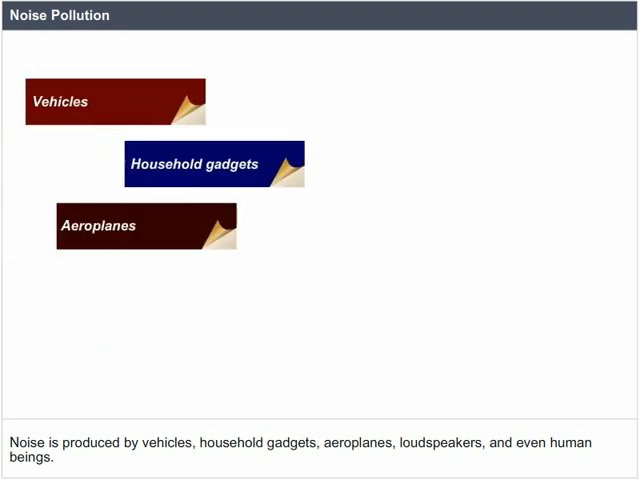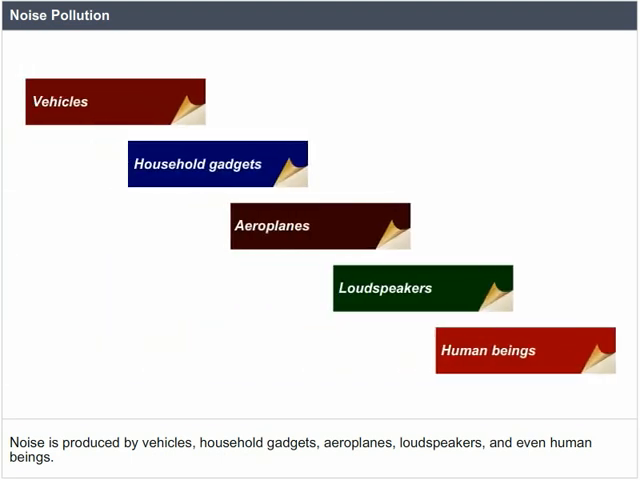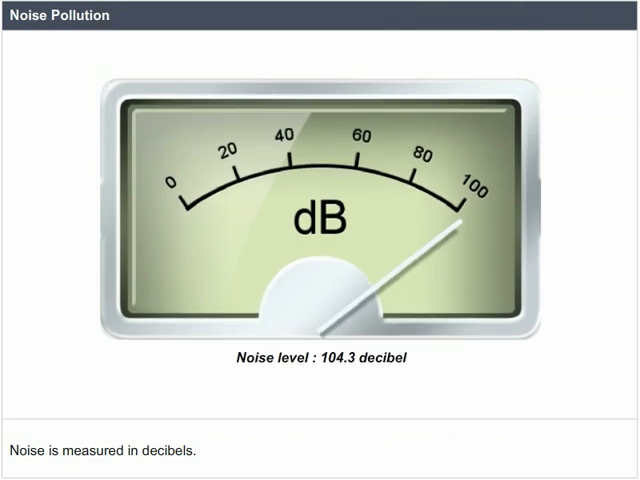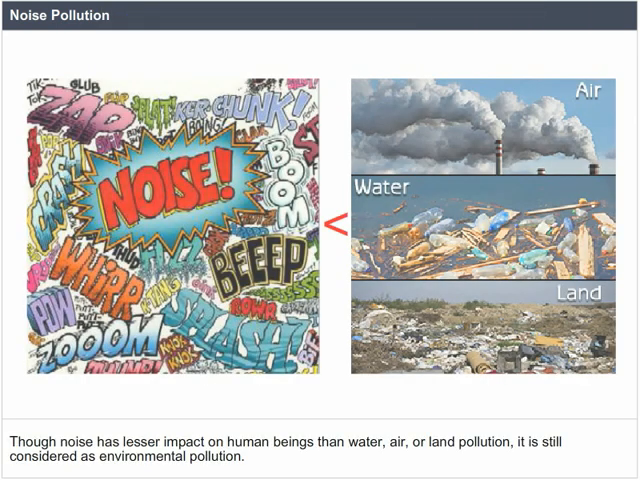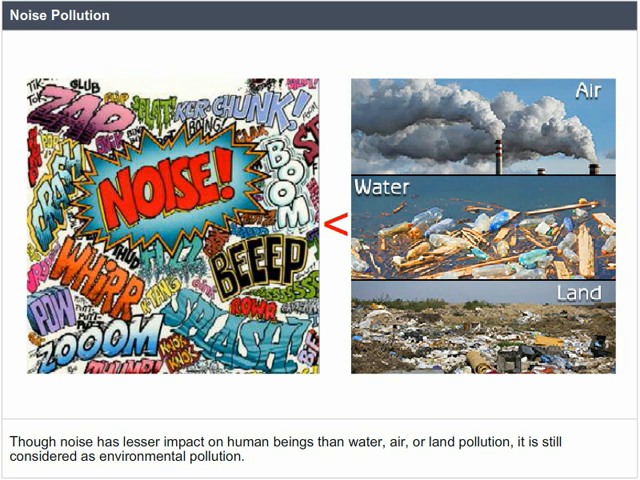Noise is produced by vehicles, household gadgets, aeroplanes, loudspeakers, and even human beings. Noise is measured in decibels. Though noise has a lesser impact on human beings than water, air or land pollution, it is still considered as environmental pollution.